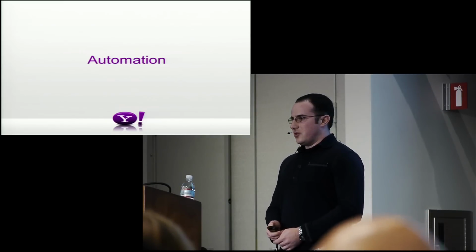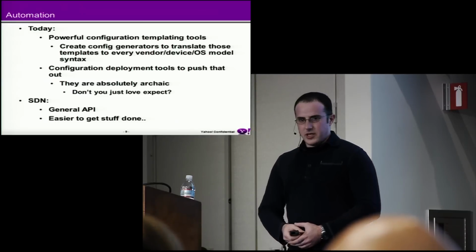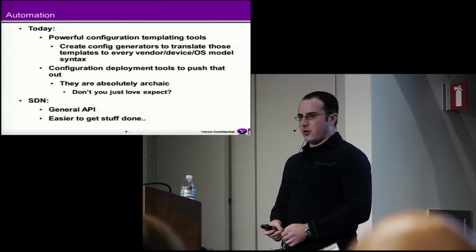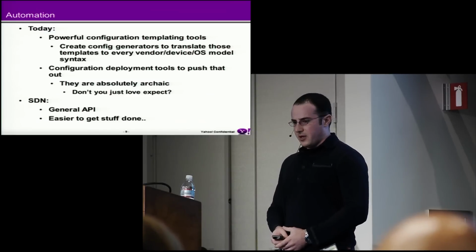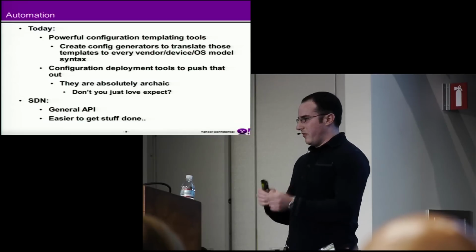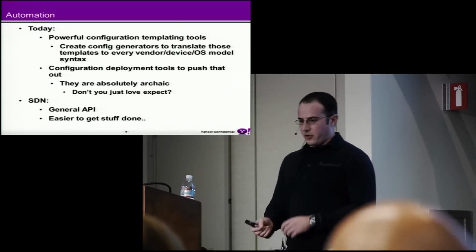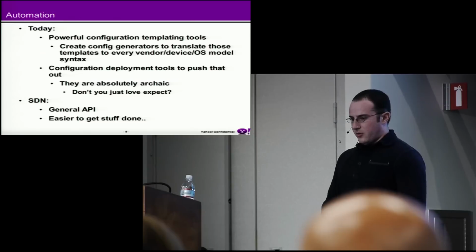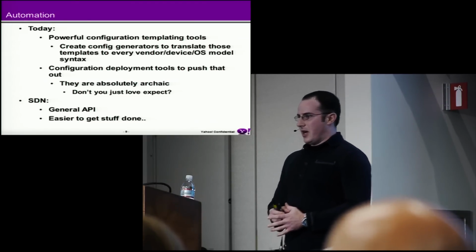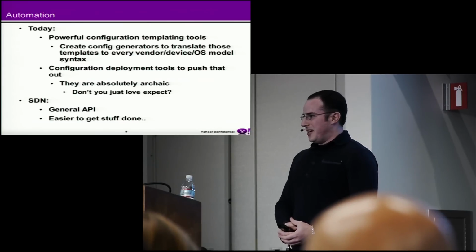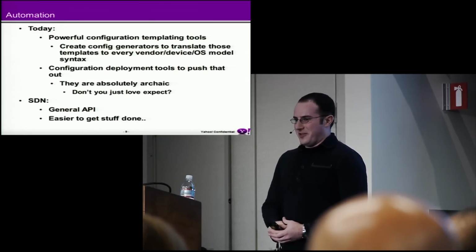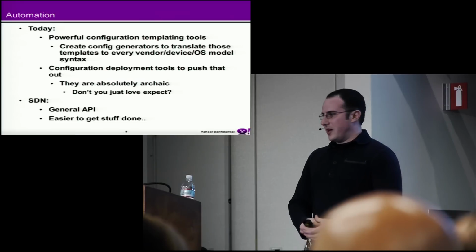Also, another advantage of SDN is automation. Today, anybody of large size has pretty powerful configuration templating tools. I mean, we've created our own language around routing policies and that kind of stuff. And then those templating tools have config generators that translate the template into every vendor-specific speak. And then we have configuration deployment tools that push them out. Well, the templating tools are great. The configuration deployment tools are awful. Honestly, they're expect. For anybody that played with expect, that is a very, very, very bad way to actually push configuration. But it's one of the few ways that we actually have.